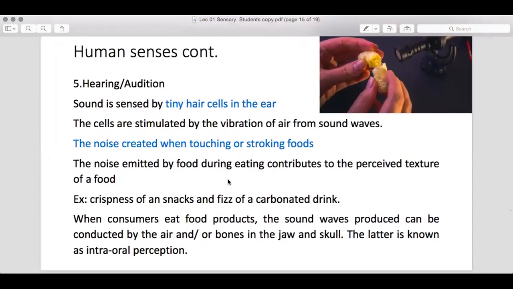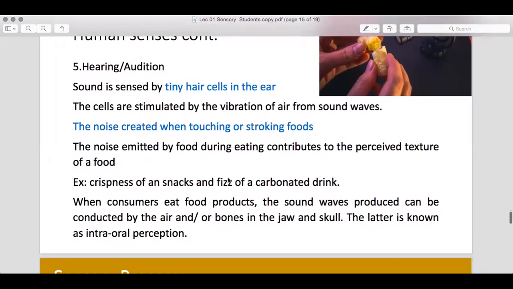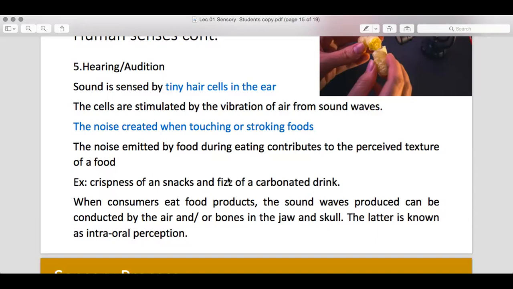Then the last one, human audition, hearing. We have two ears, and there are tiny sensors inside the ears. You know the sensors, right? Three organs in your ear, right? Actually, here the mechanism is totally different. We are using sound waves. How it occurs. There are different sound systems.